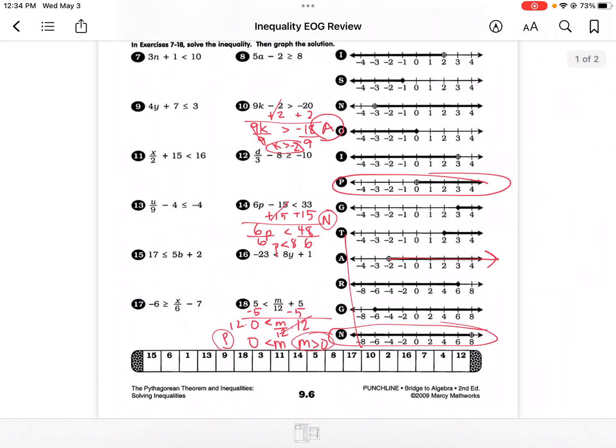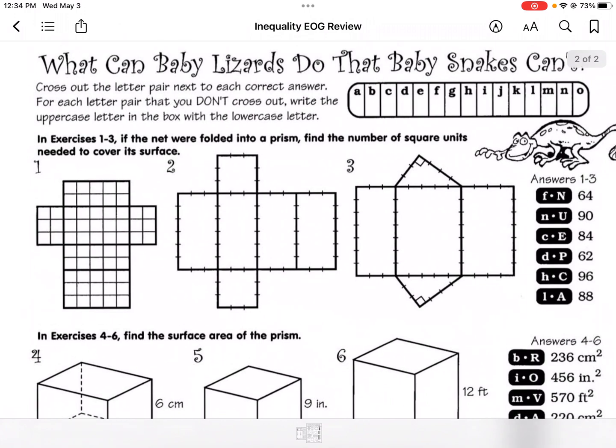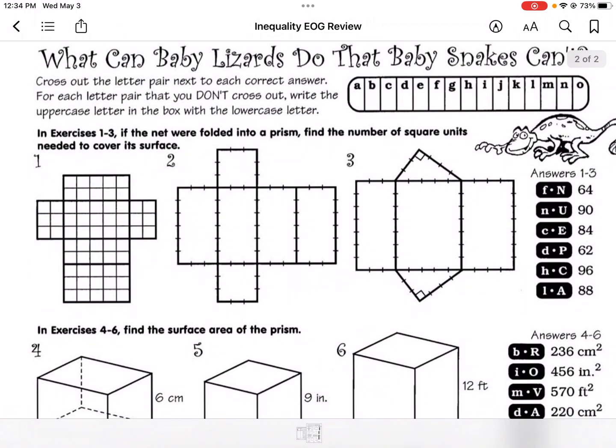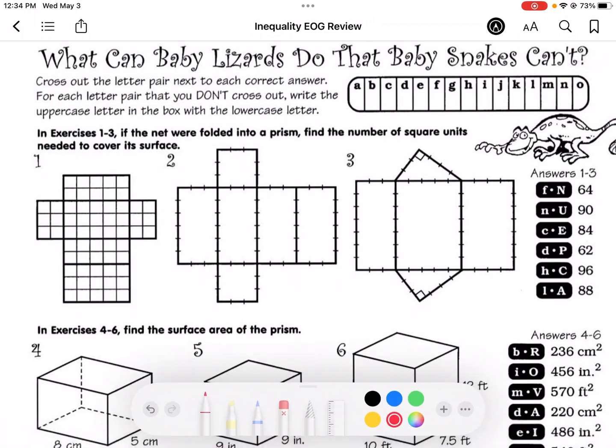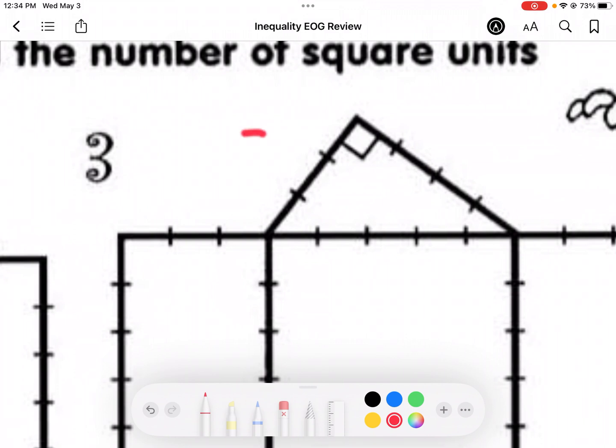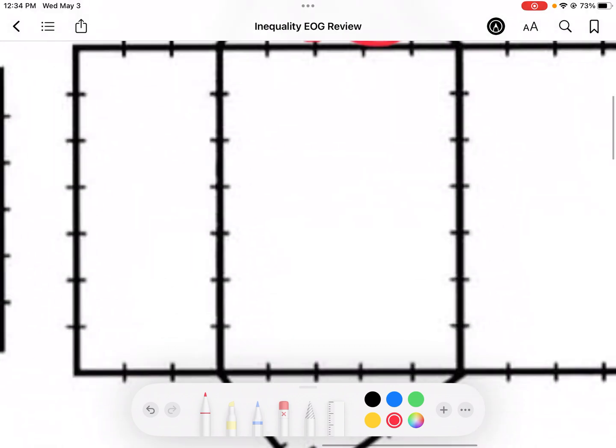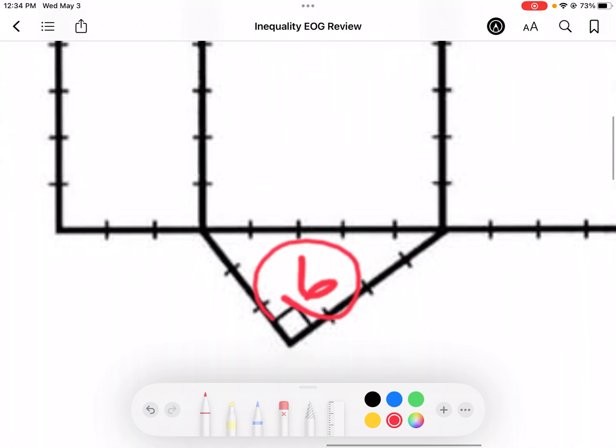All right, on the back, you're actually doing surface area. Remember, surface area is when you find the area of all the faces and then you add them up. So for this one, you have 3, 1, 2, 3, and 4. So 3 times 4 divided by 2 gives me 6. This one's also going to be 6 because they're congruent.